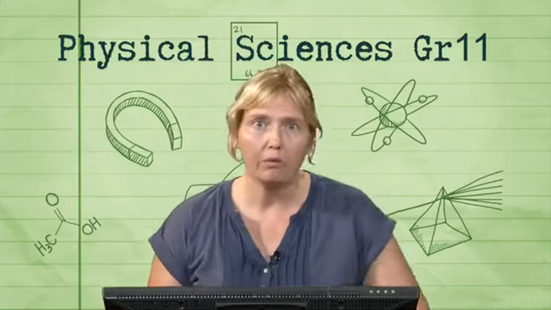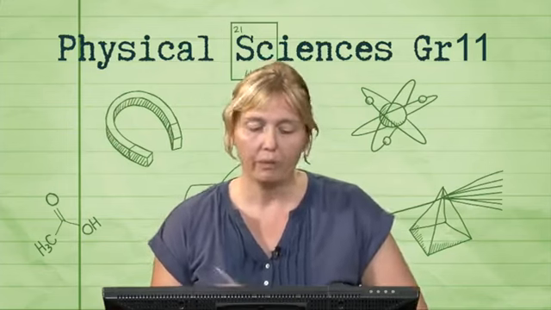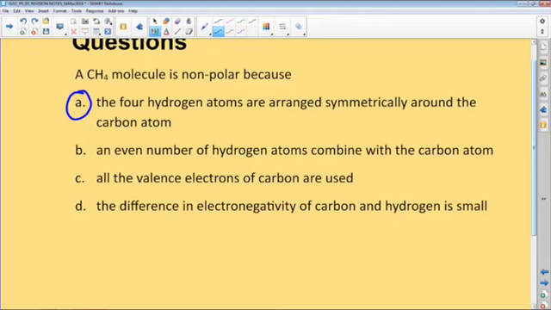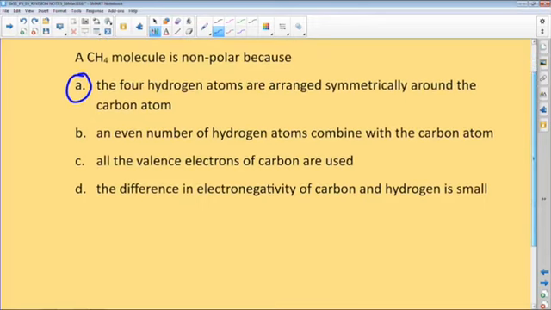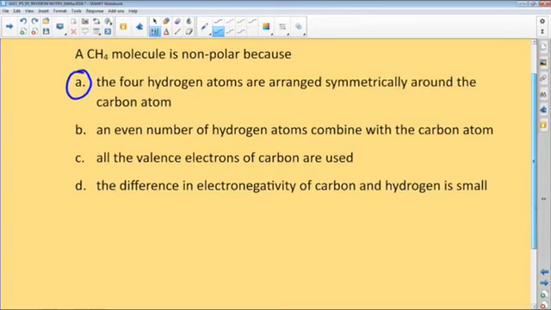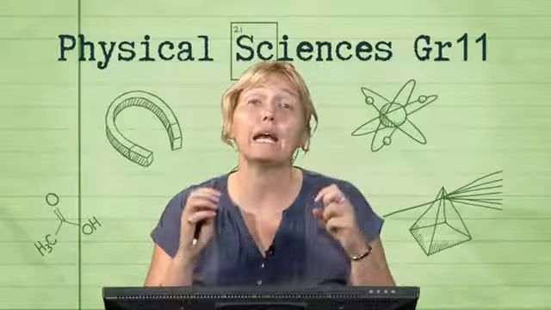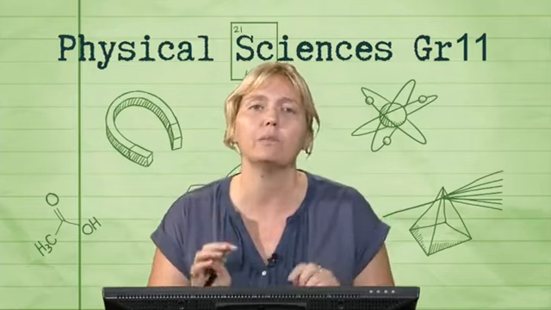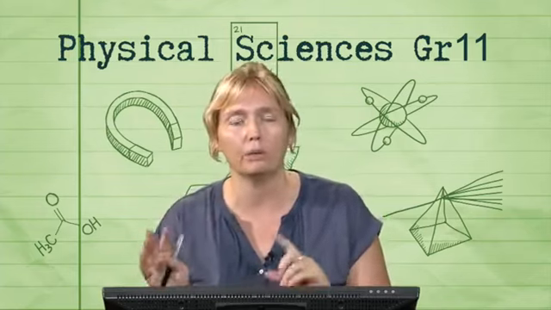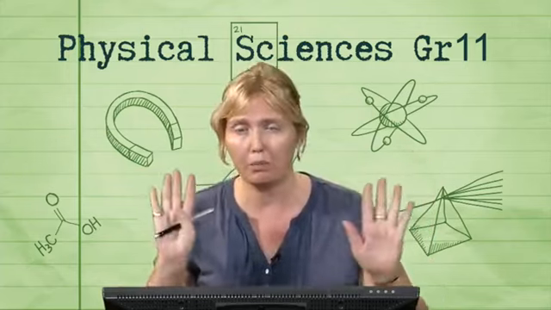Okay, everybody, hopefully you've had a chance to answer the question. My answer for this question is A. The 4 hydrogen atoms are arranged symmetrically around the carbon atom. Before we move on to the next question, I just want to check your understanding. Because a molecule has a polar bond doesn't always mean that it is a polar molecule. Okay, so you need to get those two concepts separate in your head.